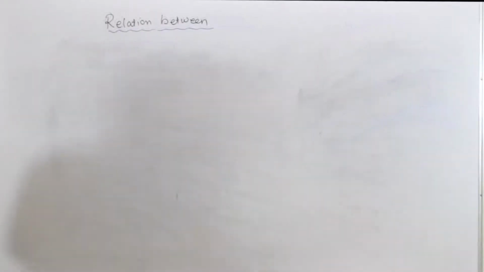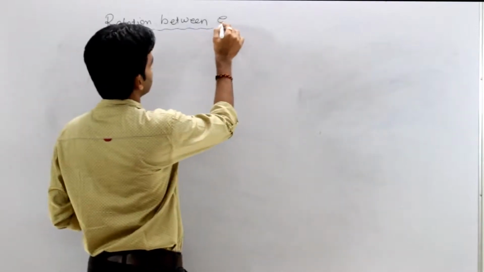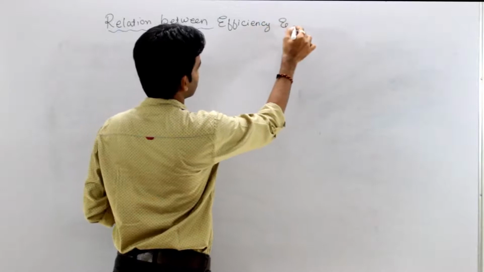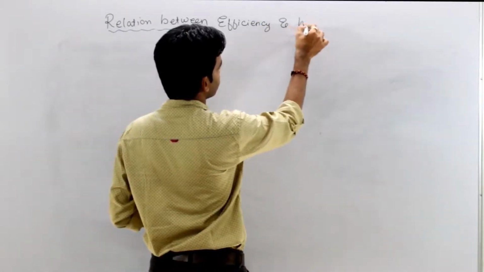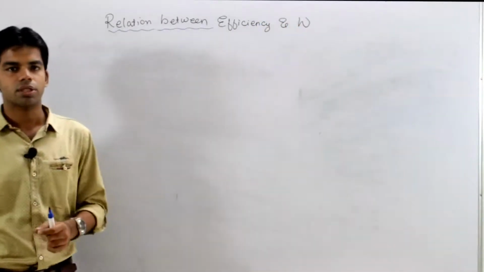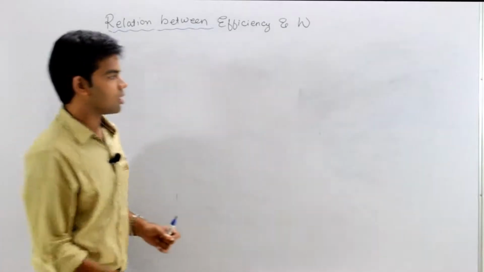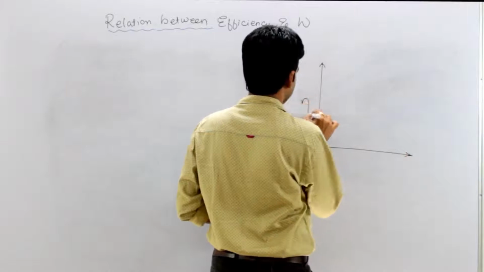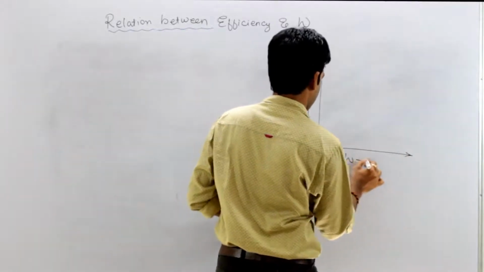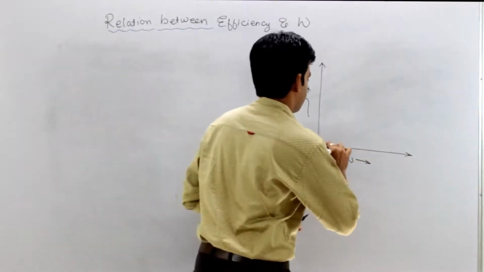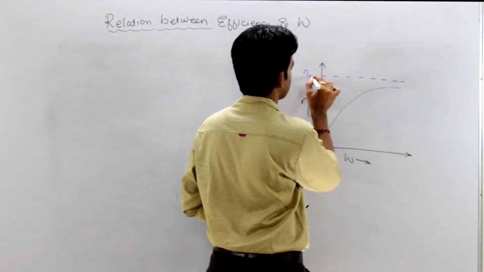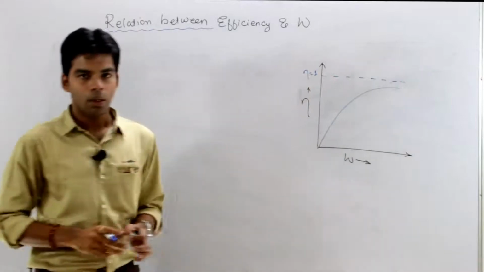Next is the relationship between efficiency and resistance to overcome, or you can call it W. W is nothing but the resistance which is to be overcome. Okay, so the relationship between efficiency and W, the curve is like this. This is 100% efficiency, that means efficiency is equal to 1 at this particular point.